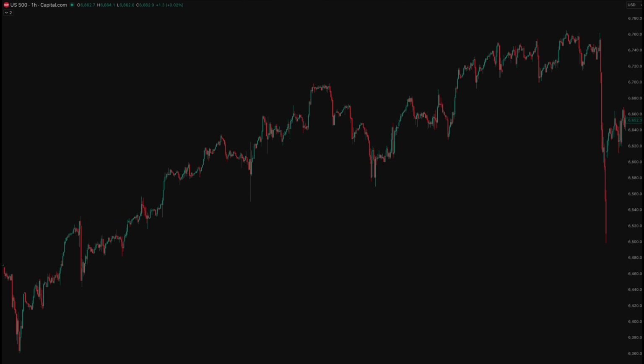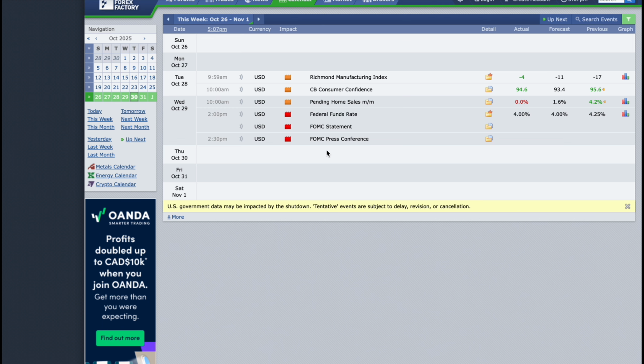Before I ever open up a chart, I want to know which way the wind is blowing. That means building a macro bias: bullish, bearish, neutral, just based on current conditions. The easiest way to do this is by hopping into Forex Factory and seeing what is going on for the current week, the next week, and even up to the next month.